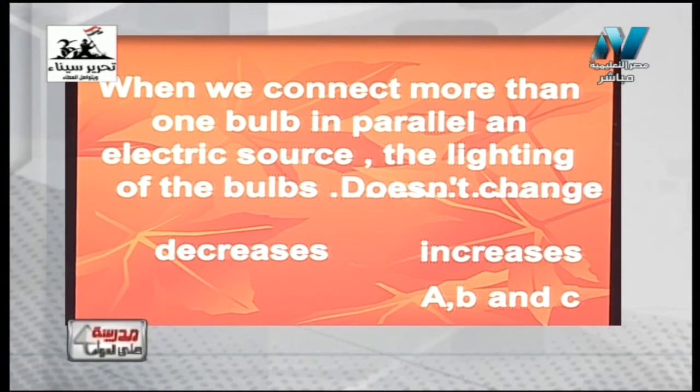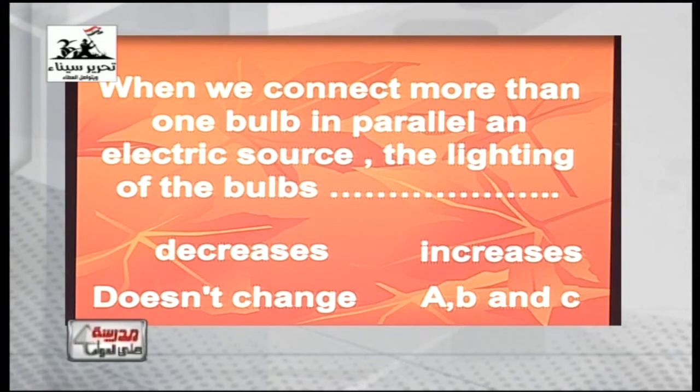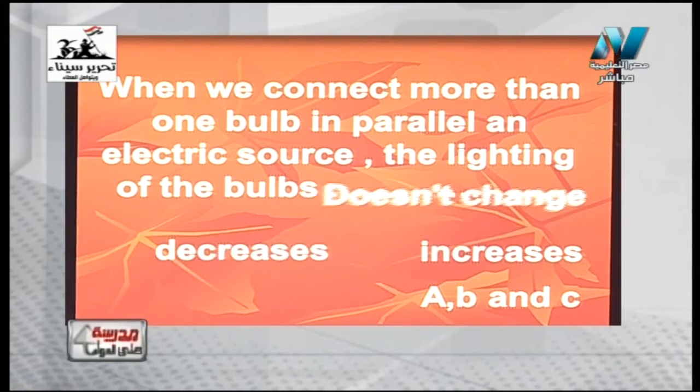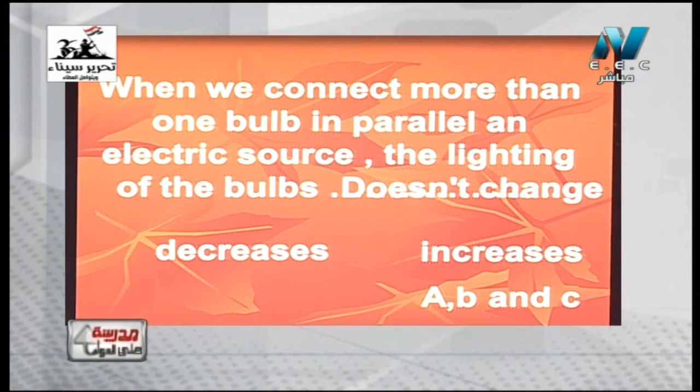When we connect more than one bulb in parallel to a light source, the lighting of the bulbs doesn't change, decrease, or increase? A, B, or C? Surely it doesn't change, because the lighting in parallel is constant and already very strong.